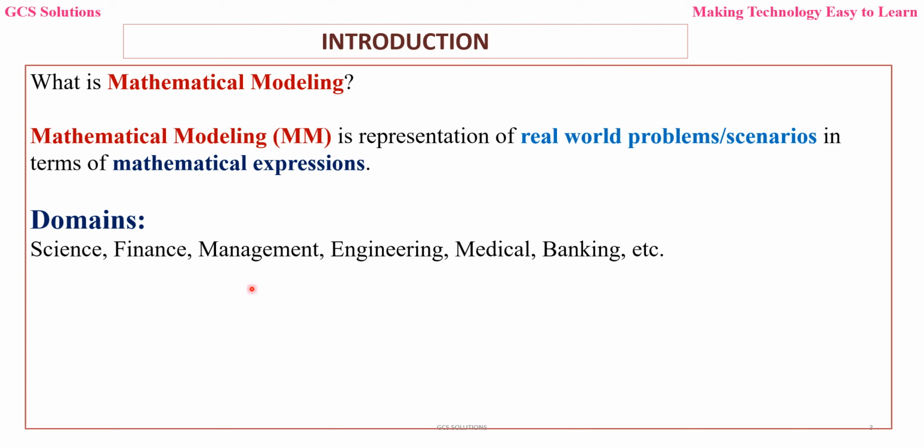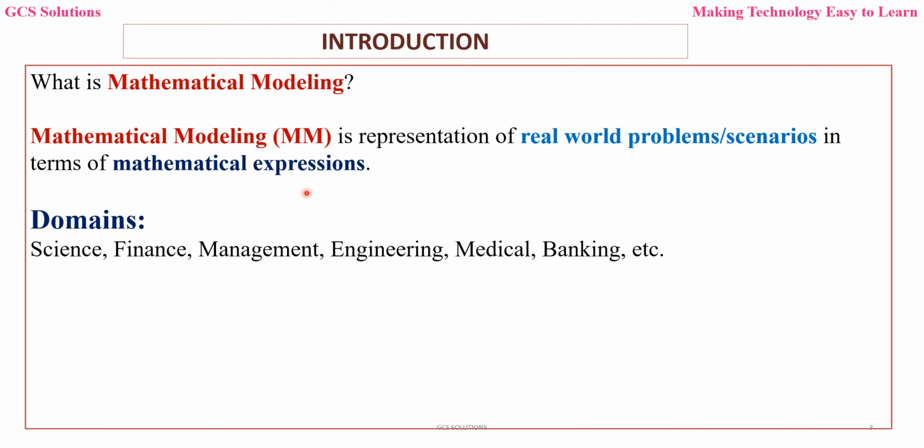Introduction. Now, what is mathematical modeling? What do you think? In simple and practical terms, mathematical modeling, which I abbreviate as MM, is a representation of real world problems or real world scenarios in terms of mathematical expression. That means you take real world problems or scenarios and you try to depict them in terms of mathematical expression.